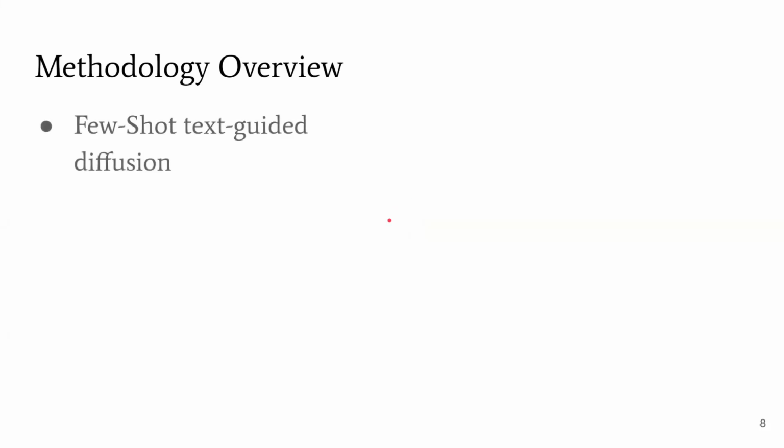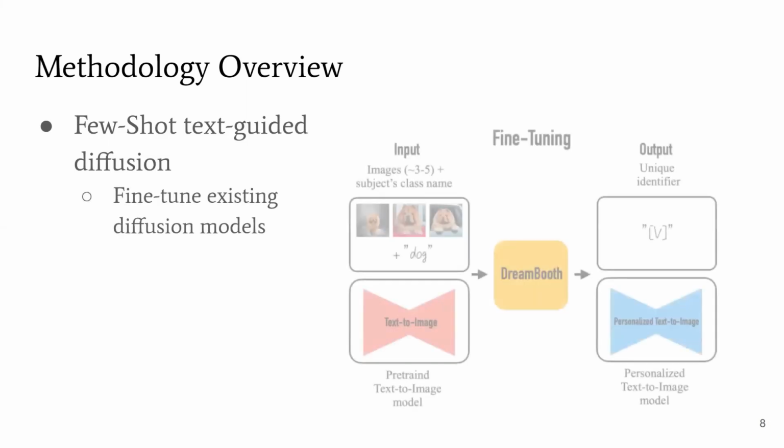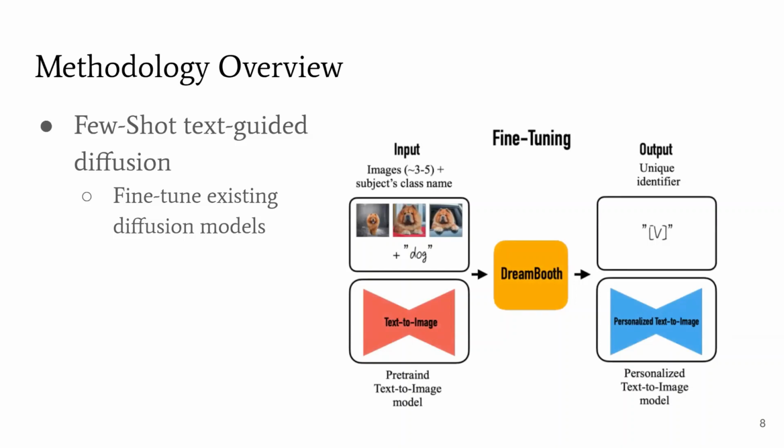Right. So as Joe mentioned, the main idea of this paper is essentially trying to improve few-shot text-guided diffusion. And they do this not by introducing a novel architecture, but by fine-tuning an existing pre-trained diffusion model, namely Imagen. So the high-level idea is you have some input. You have about 3 to 5 images of a novel class the model has never seen before, and you have an off-the-shelf diffusion model.